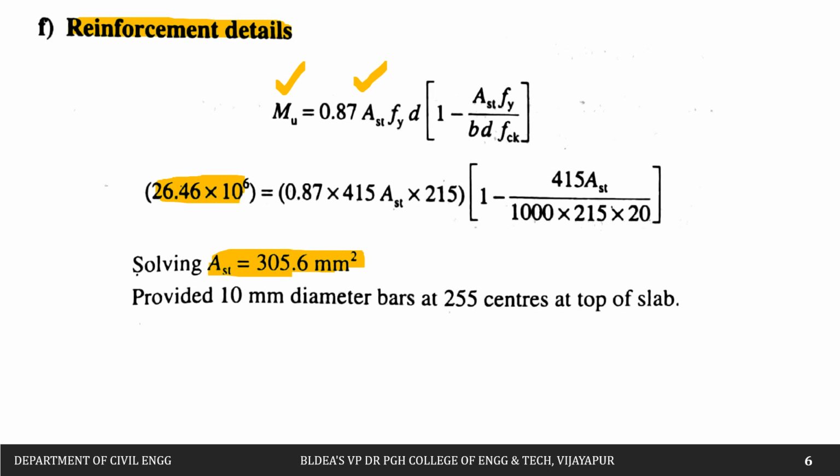For this, if you are going to use 10 mm dia bars, we have to calculate the spacing, that is pi by 4 into 10 square divided by Ast required, that is 305.6, multiplied by 1000. So you'll be getting approximately spacing as 255 mm center to center.